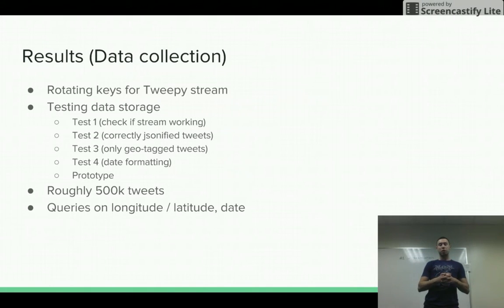And lastly, we were able to correctly format the dates of the JSON tweets so that we could more efficiently query on them with their longitude, latitude, and date range. By the end of the project, we had roughly 500,000 tweets in the database, and that was by only running the stream a minimal amount of time. We could have a lot more if we had extra stream running. And we ended up being able to successfully query on a longitude and latitude range, as well as a date range, which we'll see was necessary for the visualization. And now on to Spencer, who's going to talk about the results of the visualization side.